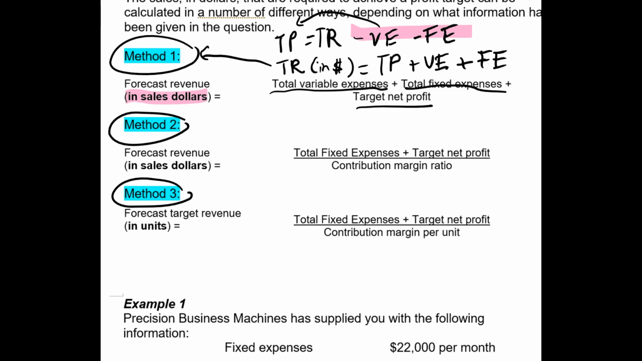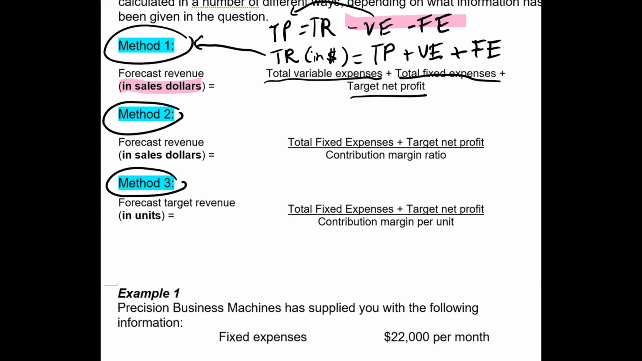And the second way is to use your contribution margin ratio. So if let's say the question gives you contribution margin ratio, this is the formula that you need to use. Forecast revenue equals fixed expenses plus target net profit divided by contribution margin ratio. So this is the second formula that you can use. If the question gives you contribution margin ratio, they give you the total fixed expense and your target net profit, you can calculate your forecast revenue based on this particular formula.